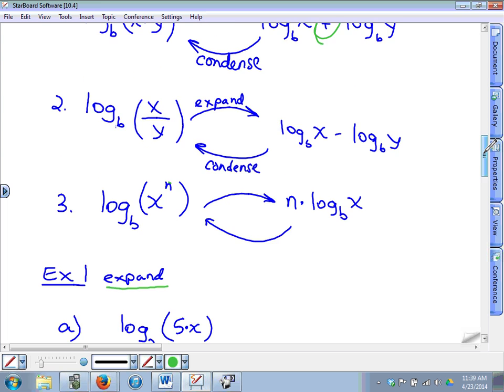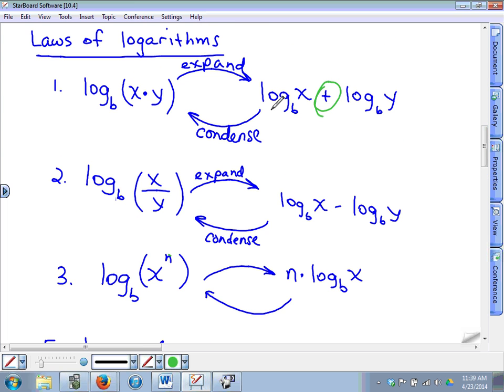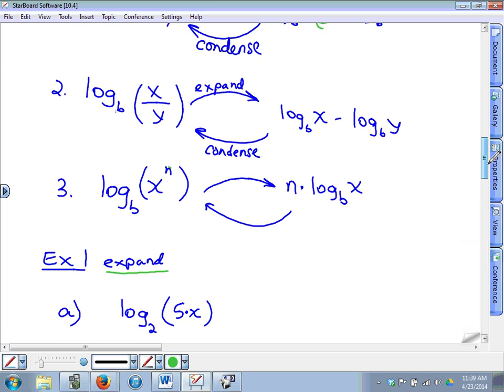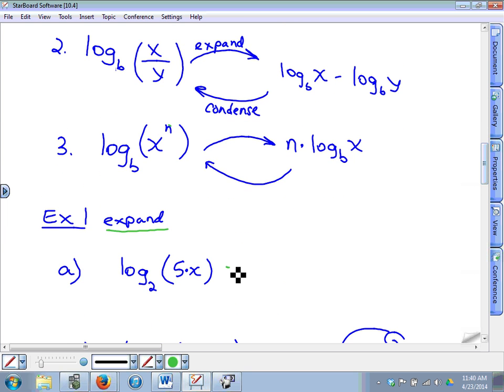Law number 1. If you take a look at law number 1, it says you expand by creating separate logarithms, all separated by a plus sign. In this case, it's going to be log base 2 of 5 plus log base 2 of x. That's all you leave it. Just expand it and leave it.